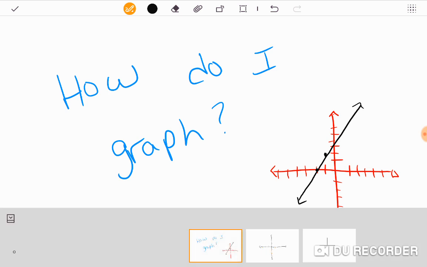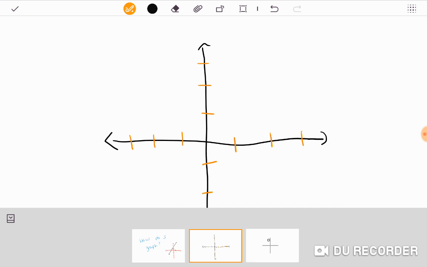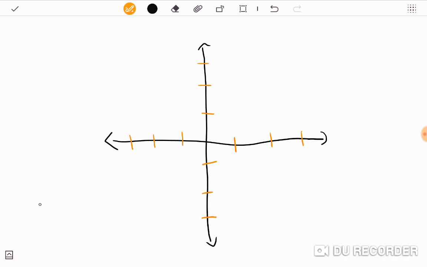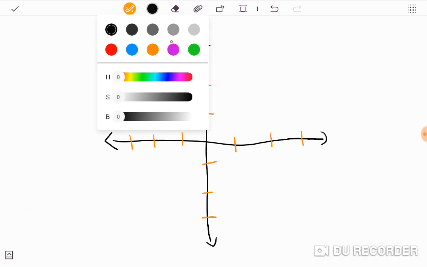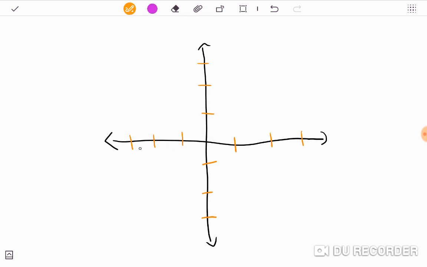So the first part about understanding a graph is understanding what is what. The first thing I want to point out is the axes. There are two lines here: a line that goes left and right, and a line that goes up and down. The left and right line is called the x-axis. Whenever you have a point and it has an x value, that is on the x-axis. This up and down line is called the y-axis.